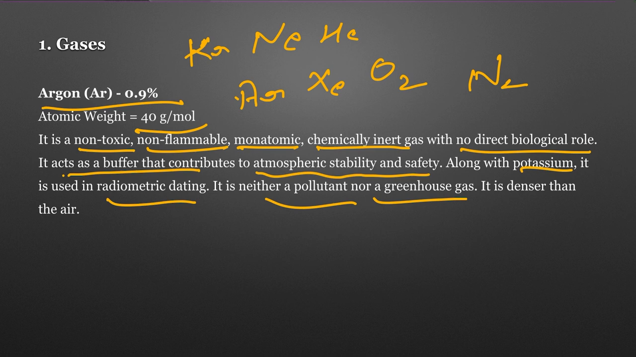Argon is the third most abundant gas with 0.9% of the atmosphere. It is a non-toxic, non-flammable, monatomic and chemically inert gas. In modern science, we use it in radiometric dating along with potassium. It is neither a pollutant nor a greenhouse gas. However, it is denser than air. You see its atomic weight.